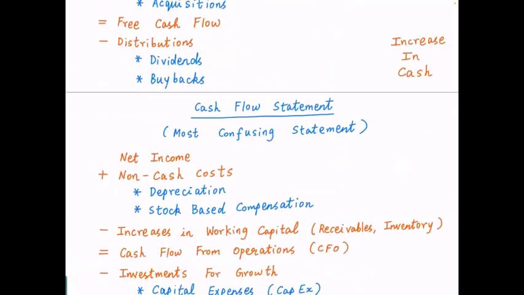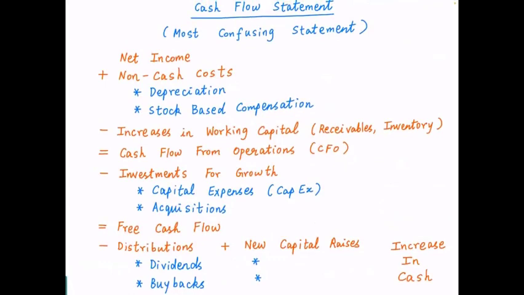Then there is this other final effect, which is new capital raises. So suppose Starbucks made $1 billion in free cash flow, but then it went and borrowed another $2 billion from the market. Now it has $3 billion of cash, because the $1 billion that it made in free cash flow, plus this extra $2 billion, which it has gone and borrowed, right? So that's not part of net income or anything. That's just money that Starbucks went and borrowed. So that also has to be counted when you want to figure out how much cash increased.